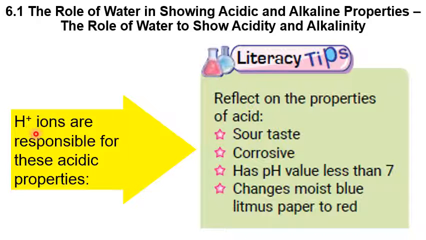Hydrogen ions are responsible for these acidic properties: sour taste, corrosive, pH value less than 7, and changing moist blue litmus paper to red. Corrosive here means chemically destroying a part, by oxidation or indirectly by causing inflammation. It is a highly reactive substance that causes obvious damage to living tissue.